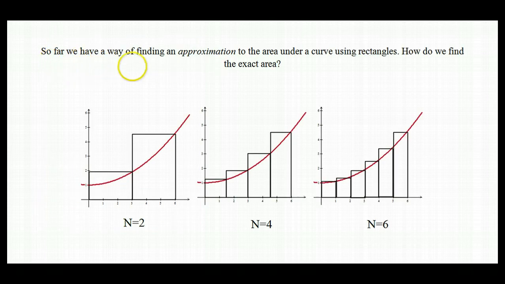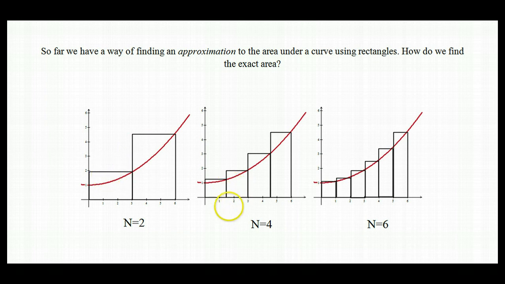Alright, so far we have this way of finding an approximation to the area under a curve using rectangles. How do we find the exact area? I said at the very beginning that using these rectangles, we were going to have a way to find the exact area under a curve and not just an approximation. So if we take a look at this one function here, and we look at what happens when we use rectangles to approximate the area, but we increase the number of rectangles every time. In this first example, here I have definitely an over approximation of area. I have all this extra area here, so it's not a very good approximation.